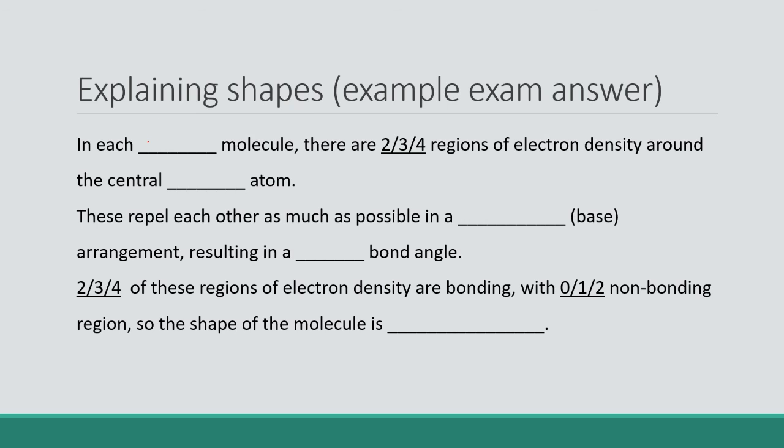So you put the name of the molecule, there are either 2, 3, or 4 regions of electron density around the central atom. These repel each other as much as possible in a base arrangement. So you'd say either linear, trigonal planar, or tetrahedral base arrangement, resulting in, and then you name the bond angle for that base arrangement. Then you say how many of the regions are bonding and how many are non-bonding, and then you give the final shape. So please learn this template and practice using it.